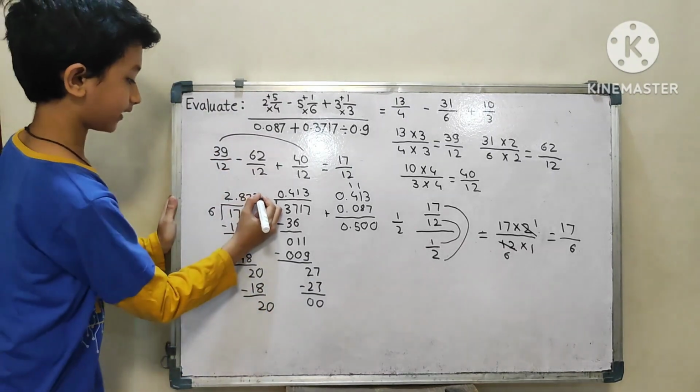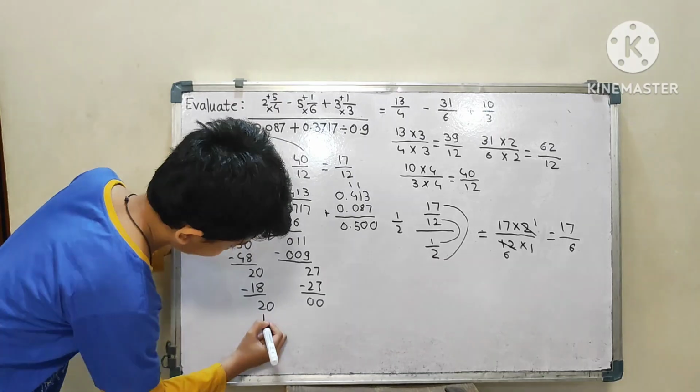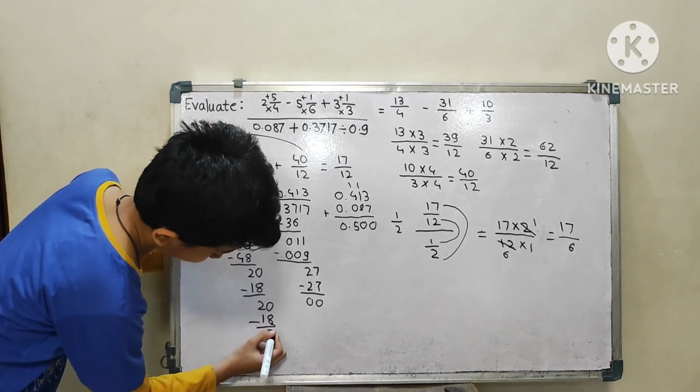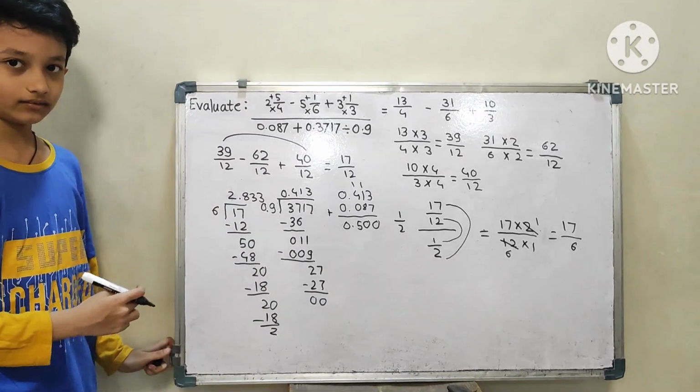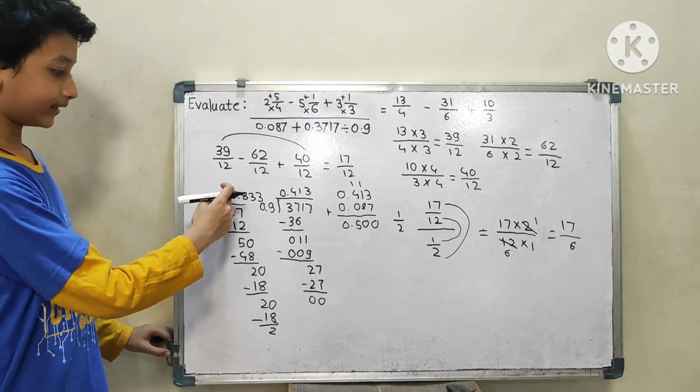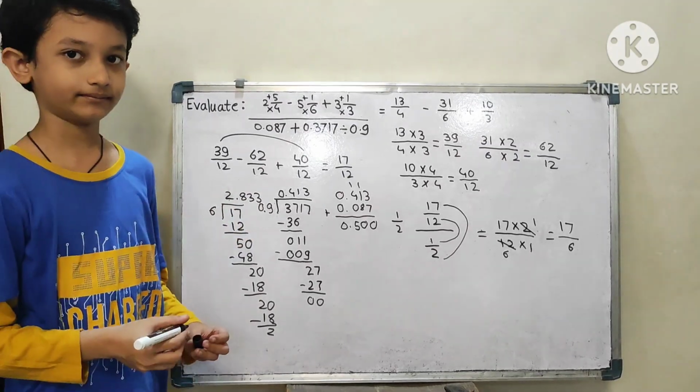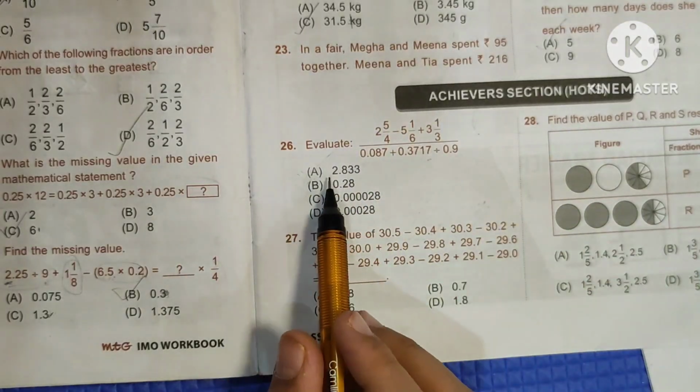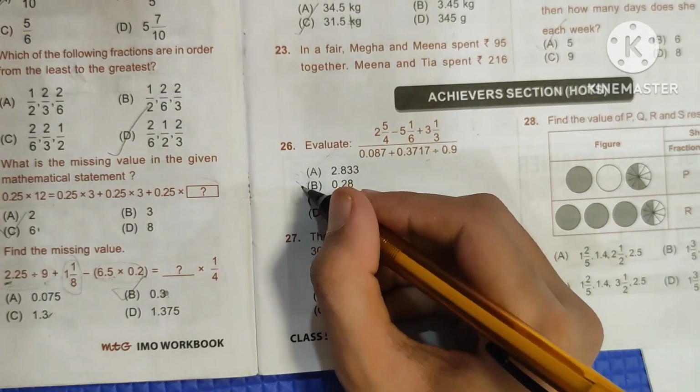Then again 3. We will minus it, we get again 2. Means this is starting to repeat. So our answer is 2.833. So here 2.833 is our correct answer.